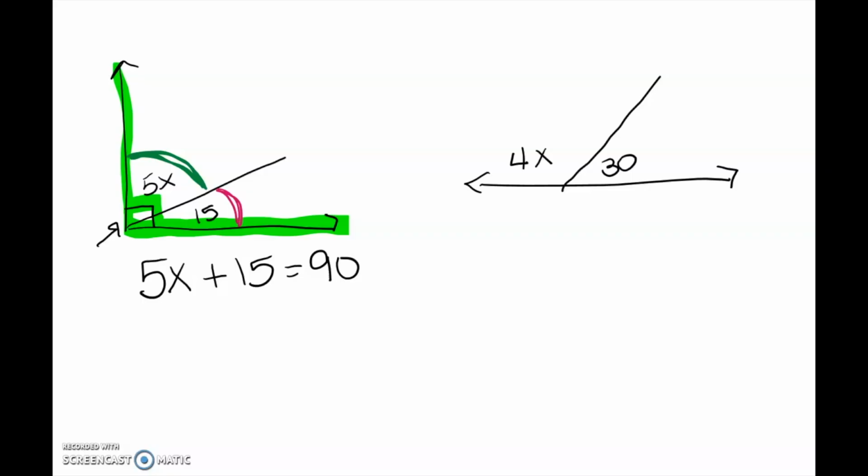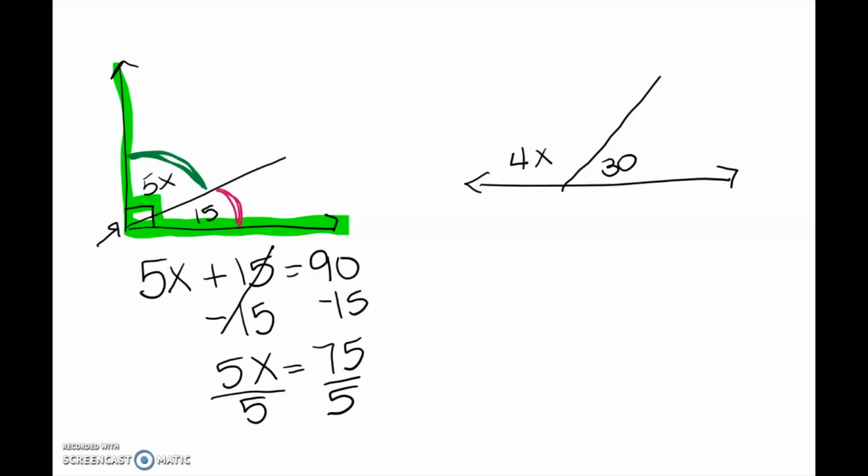So the first thing that I would do in a 2-step equation is I would subtract 15 from both sides. Then I would have 5x equals 75. I would then divide both sides by 5, and x equals 15. So I'm using equations to solve for a variable.